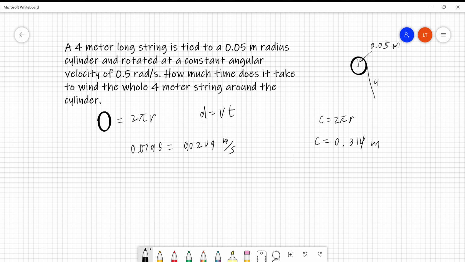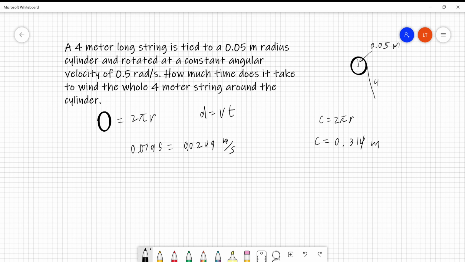So what we did here is we took the angular velocity, it rotates at 0.5 radians per second. We divide that by 2 pi to find out how much of the whole circle we're rotating around. So we are rotating around 0.0795 of the entire circle. And we know that the circumference is 0.314. We multiply these two together to get how much string is being wound up per second.